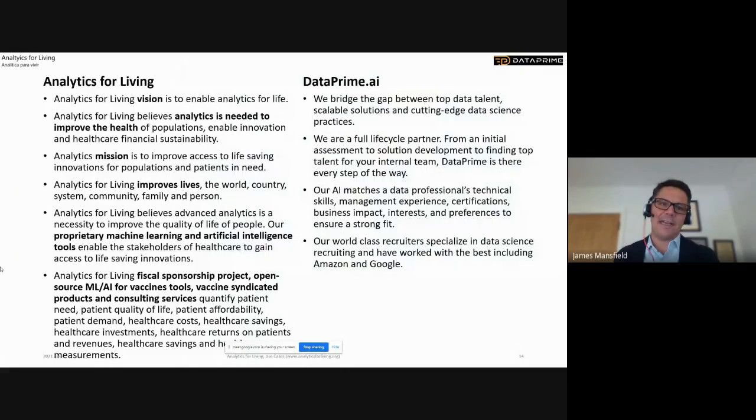So then just to wrap up and share time back to Melissa, here would be Analytics for Living. I mentioned that we have a significant vision to try to help and support life. This is a great problem to have. In terms of offerings that we have, one area in particular is called a fiscal sponsorship project. It's one of Analytics for Living's foundation's initiatives around fiscal sponsorship.